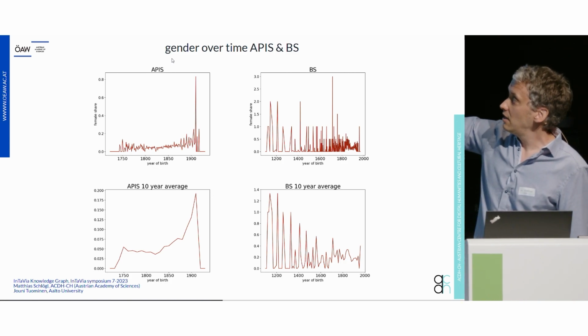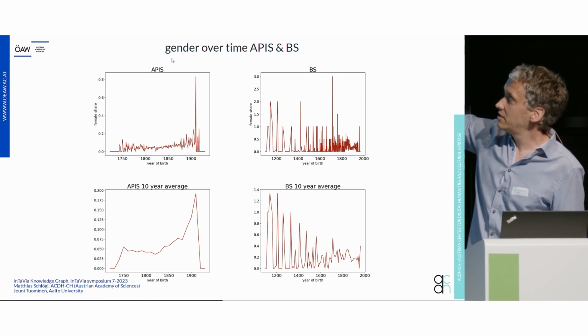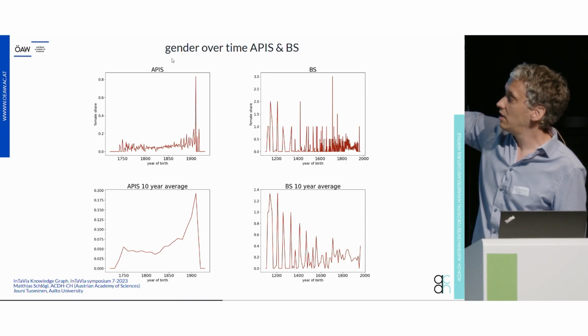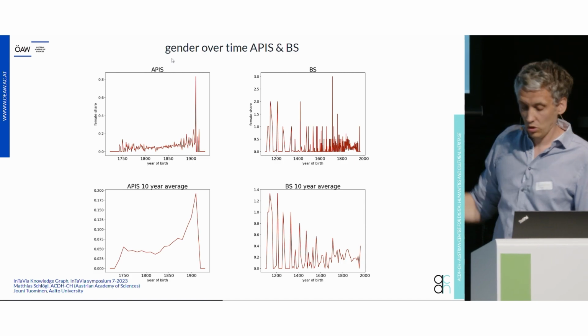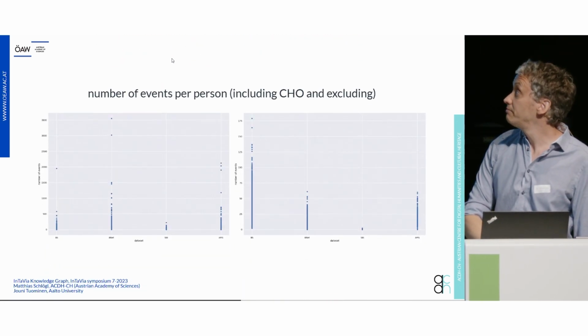We also have that across the birth years. And what you can see is that at least in the Austrian data, you see a slight rise for the later generations. So, born in the 19th century, there are a bit more females.